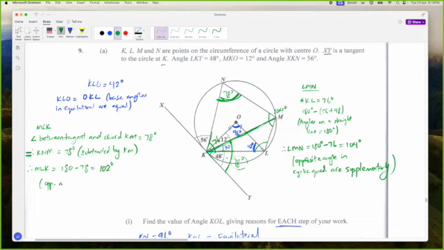Opposite angles in a cyclic quad are supplementary. That means they add up to 180 degrees.